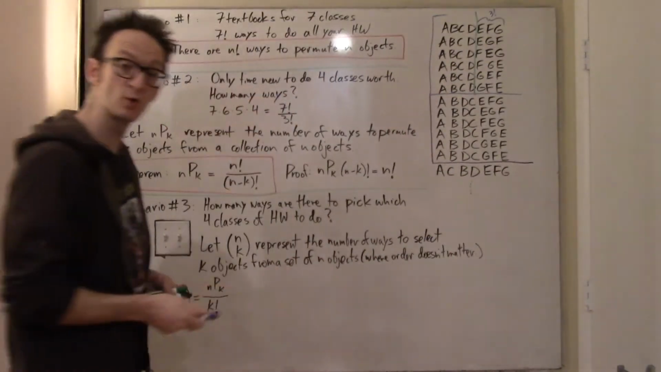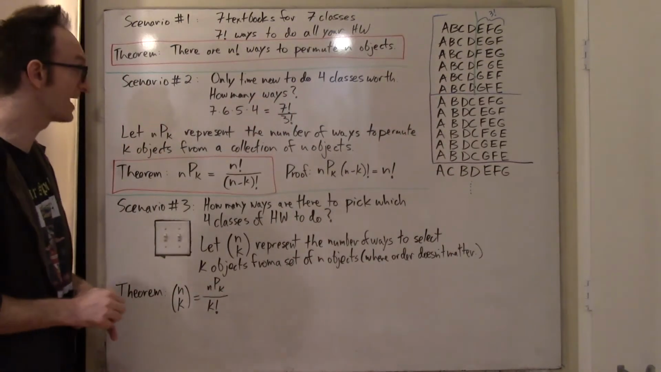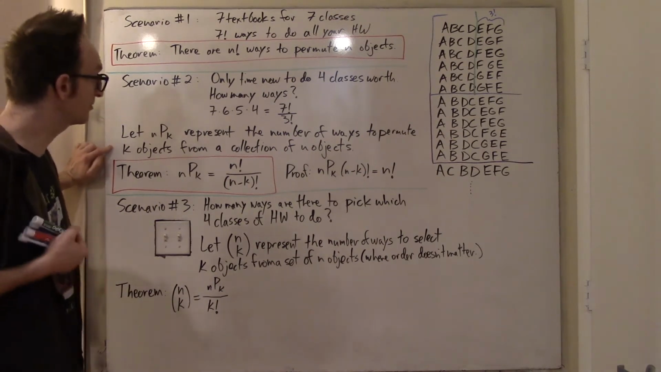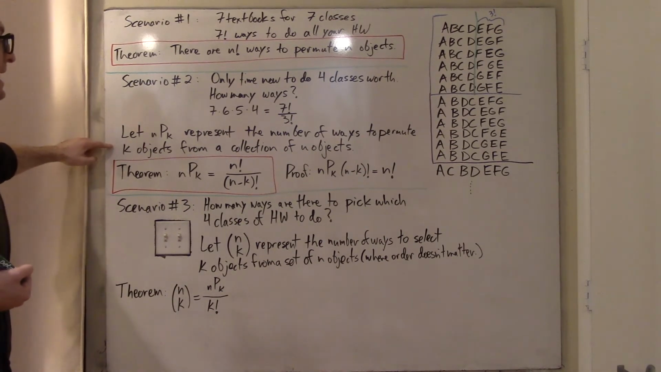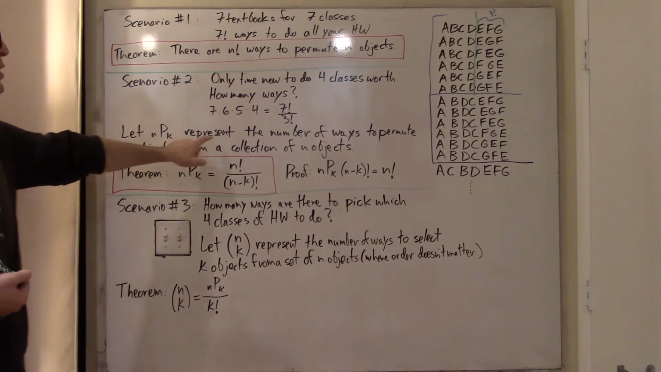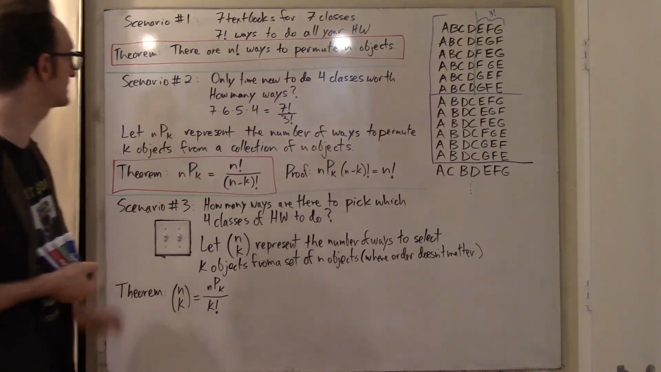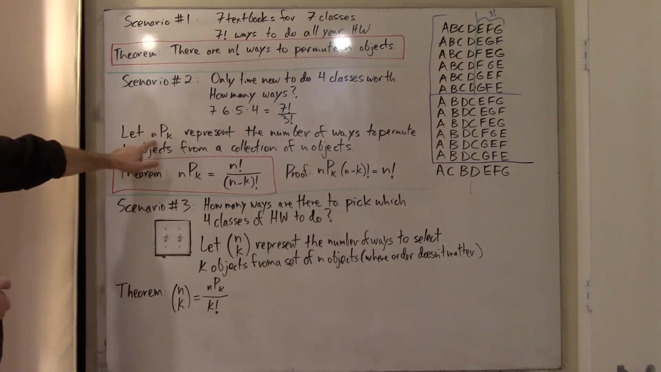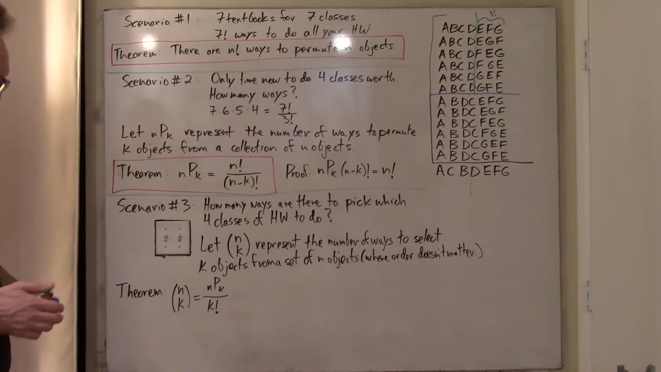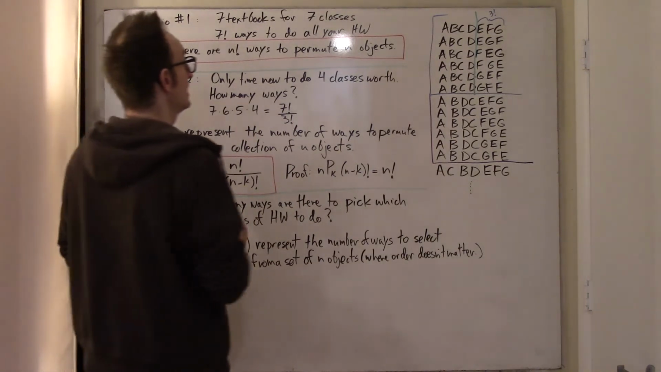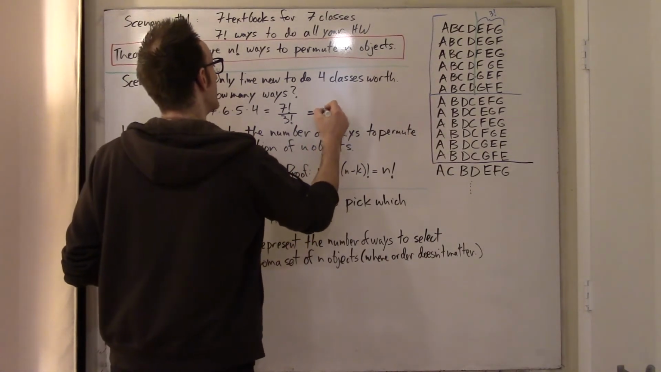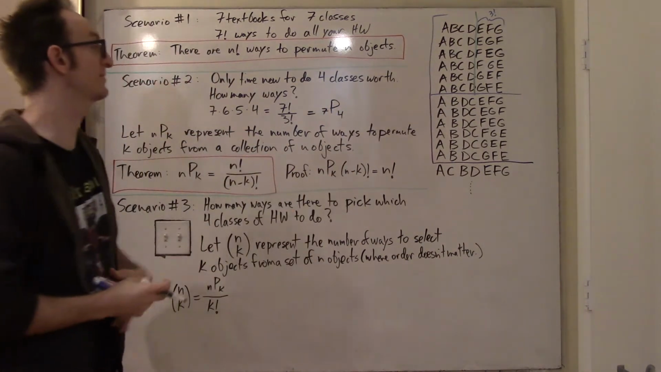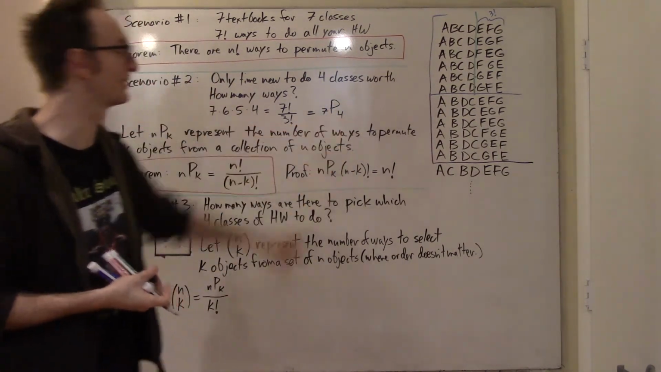Okay, so that is normally how people teach this, and I think that's a fine way of understanding it. Also, let's just introduce some notation in general to abstract away from this problem. We did this in class. Let NPK represent the number of ways to permute K objects from a collection of N objects. And so this is just the general version of the problem that we just solved. This we would call 7P4, because I have 7 objects and I'm permuting 4 of them.